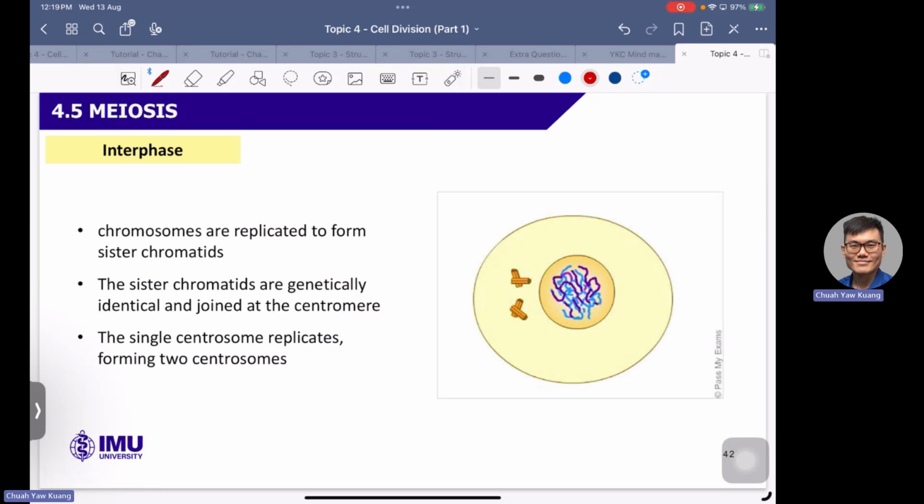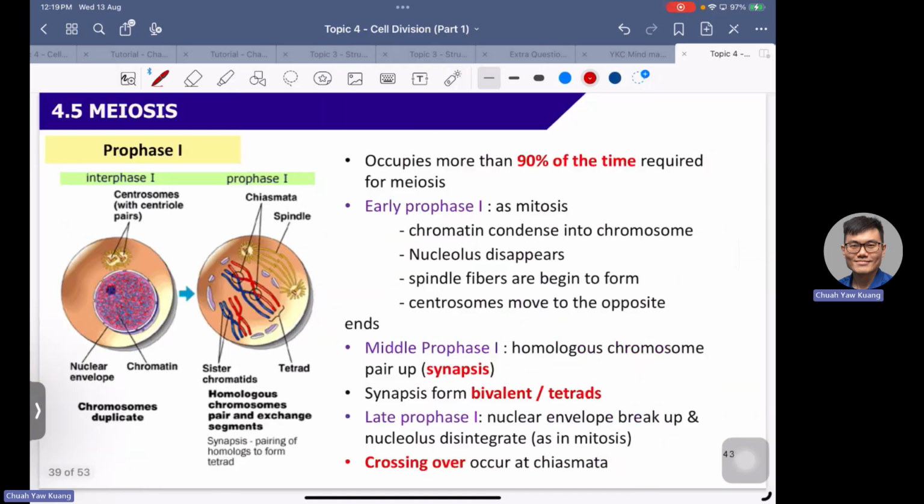2. Okay? So it starts with interphase. So in interphase, everything is the same. During this time, the nucleus is still intact. The DNA is still existing as chromatin. They haven't condensed yet. It is still chromatin. Okay, now we start with prophase 1.